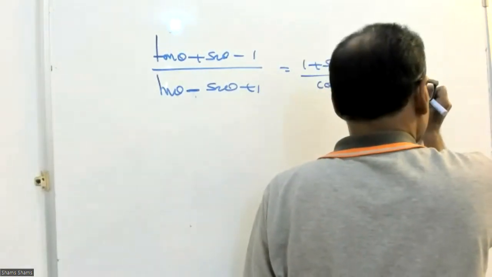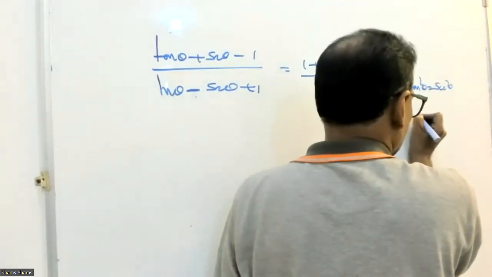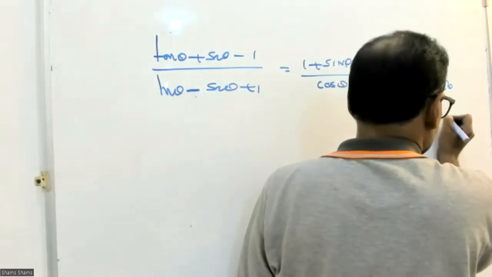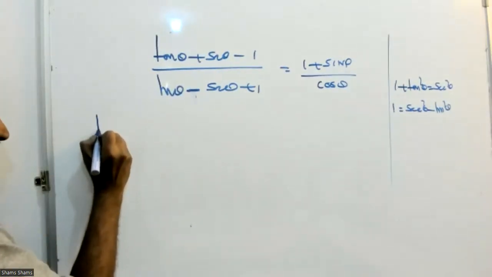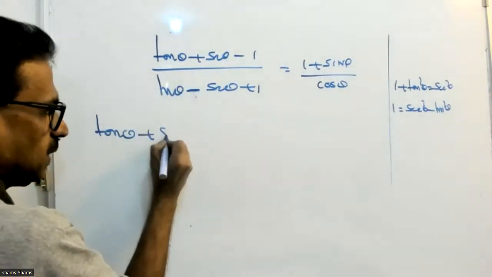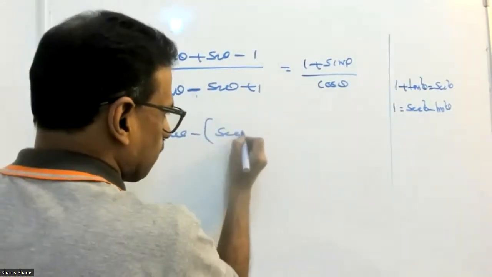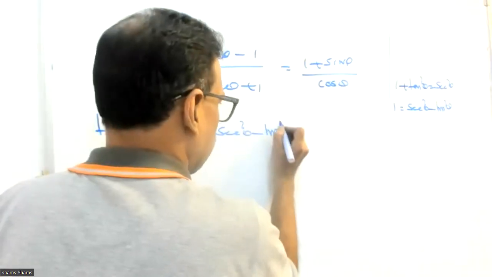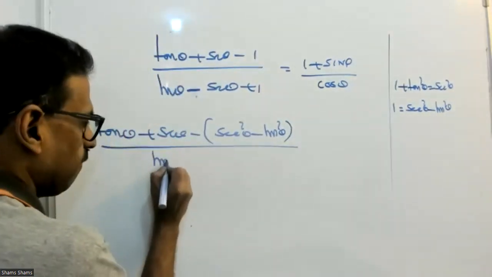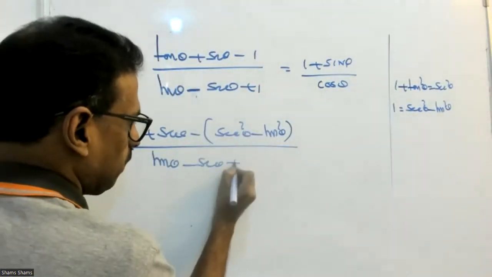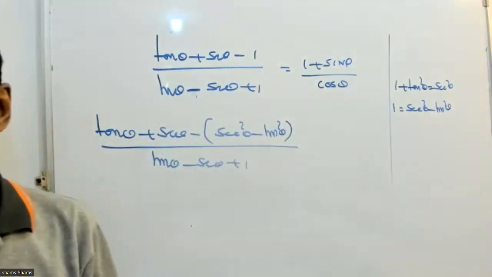One plus tan square theta equal to sec square theta. So 1 equal to sec square theta minus tan square theta. I'm applying here that tan theta plus sec theta minus sec square theta minus tan square theta, divided by tan theta minus sec theta plus. What I did, just instead of 1, I wrote sec square theta minus tan square theta.